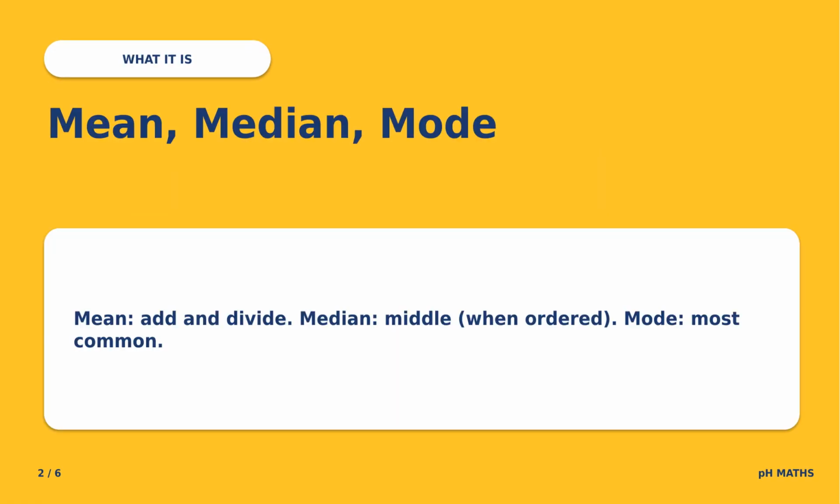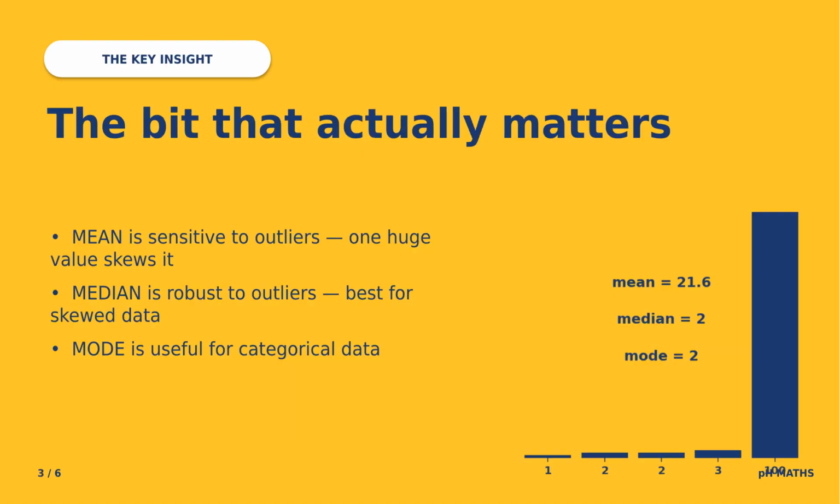Definitions. Mean. Add all the values and divide by how many there are. Median. The middle value when the data is ordered. Mode. The most common value, the one that appears most often. Three different ways of saying a typical value, and they don't always agree.